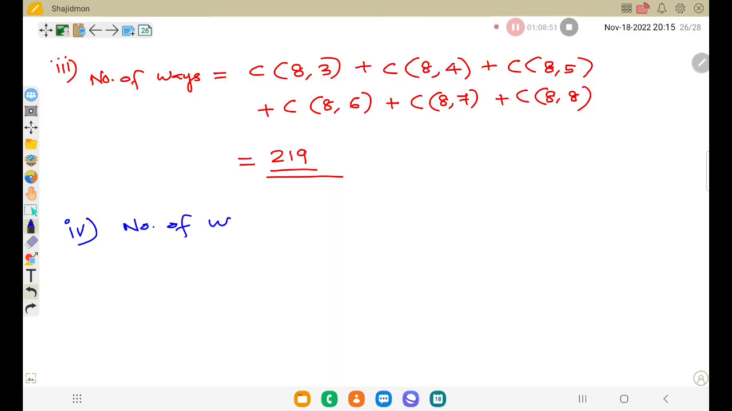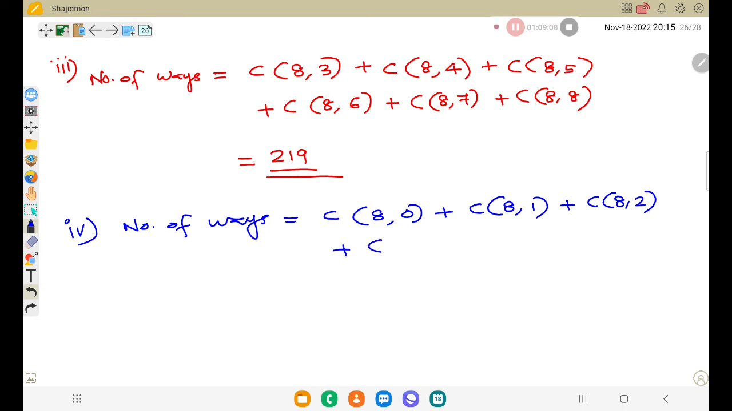Number of ways equal to combination of 0 combinations, okay, 1 combinations, 2 combinations, 3 combinations, correct? So totally how many we will get? You can check. 93 combinations we are getting.